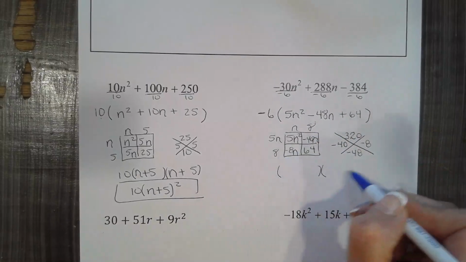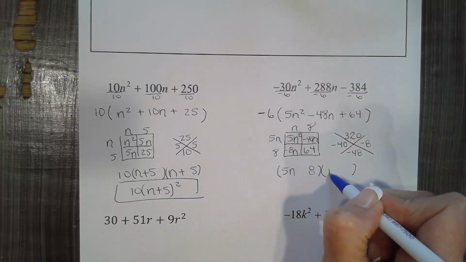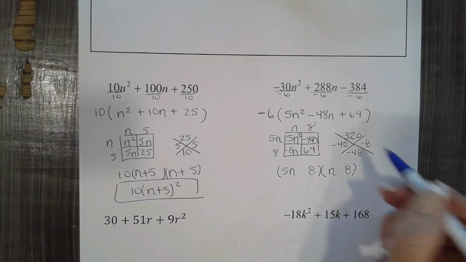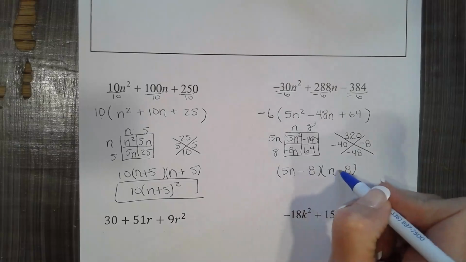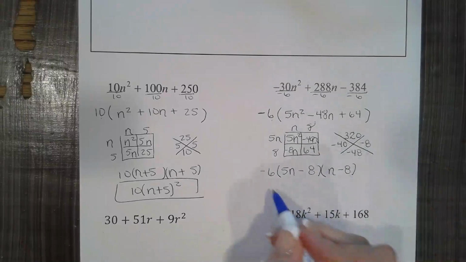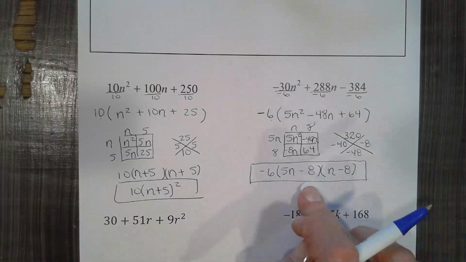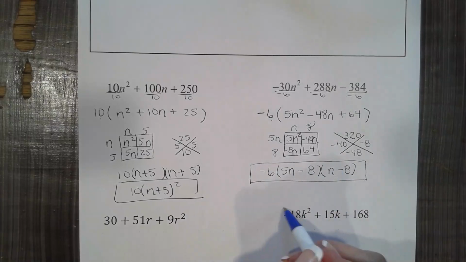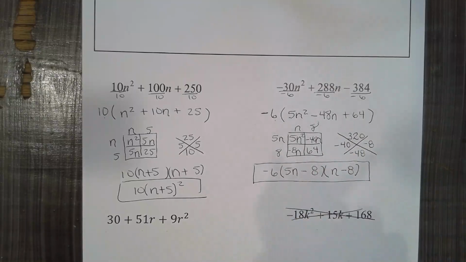So we're going to set up our two parentheses. We have a 5n and an 8 in one parenthesis, an n and an 8 in the other. I look here, both my signs are negative, so I need minus signs here. And don't forget that original greatest common factor you brought out is a part of your solution. Not going to do this one. It's another one with big numbers, so I just demonstrated how to do that on the calculator, so we'll skip that.